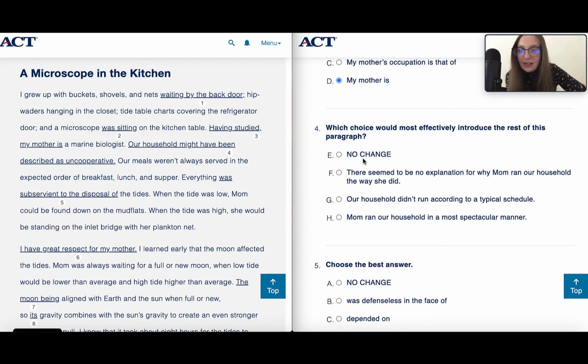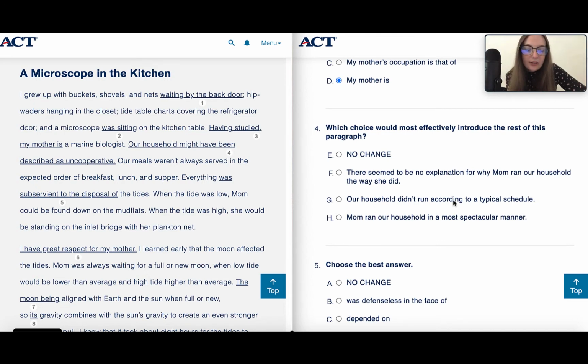So choice F here, the no change, our household might have been described as uncooperative. Nobody isn't getting along with anybody, so that doesn't seem plausible. G... no wait, that's next. Choice H would say there seemed to be no explanation for why she ran the house the way she did. Well, there's a great explanation. In fact, she's a marine biologist, so obviously the tides are relevant.